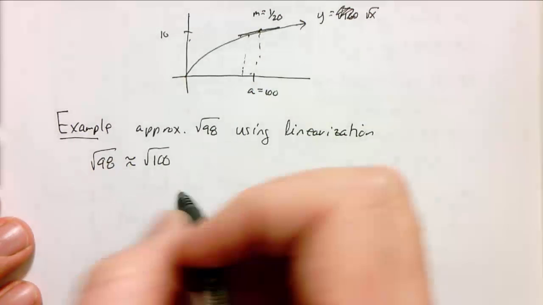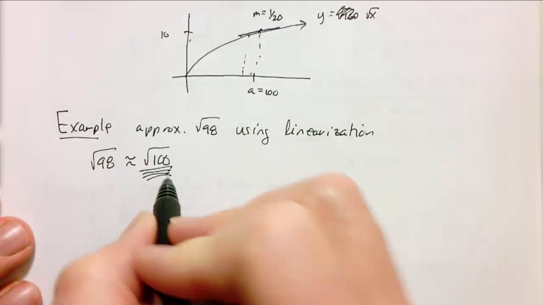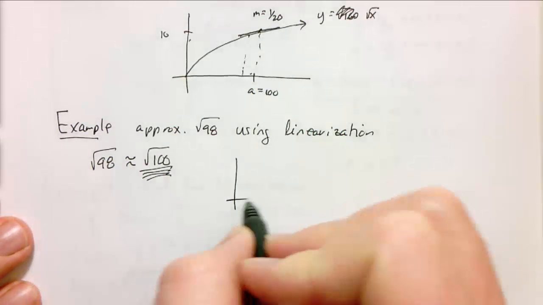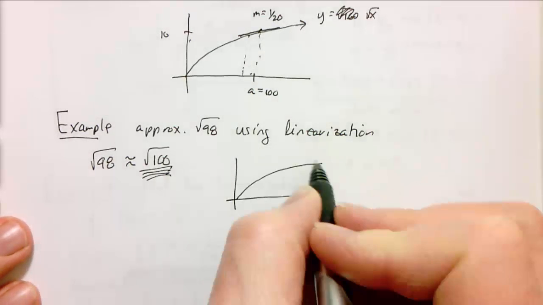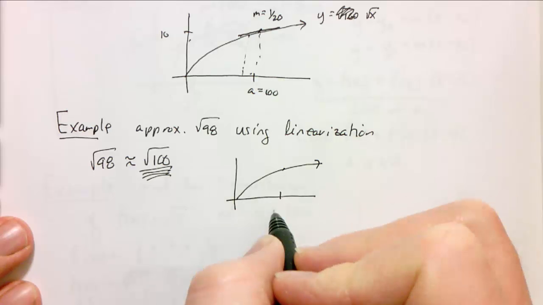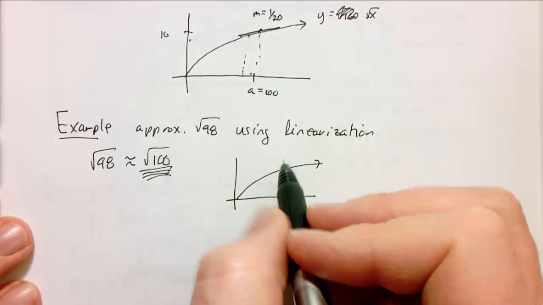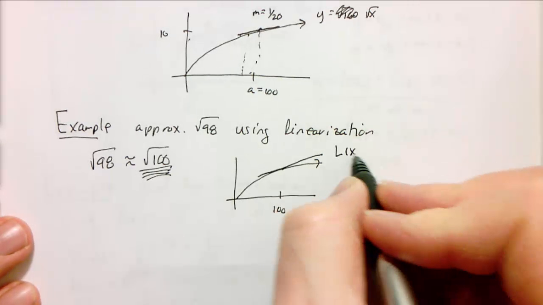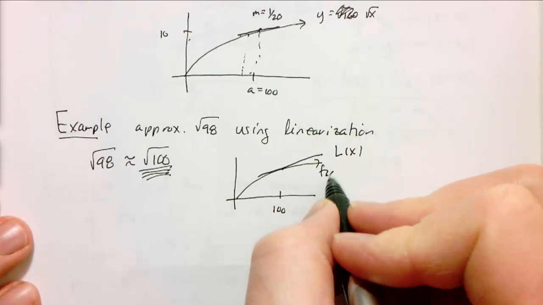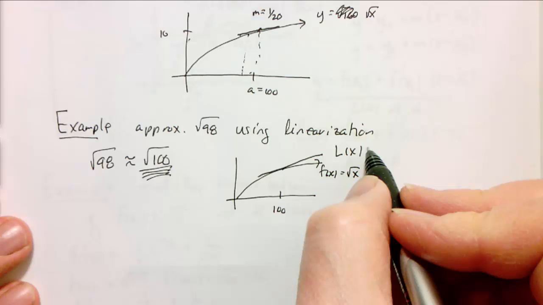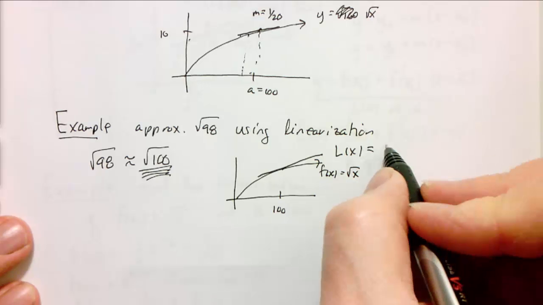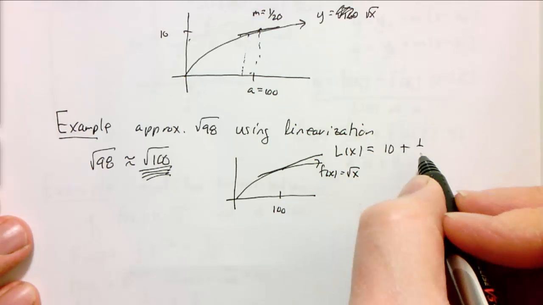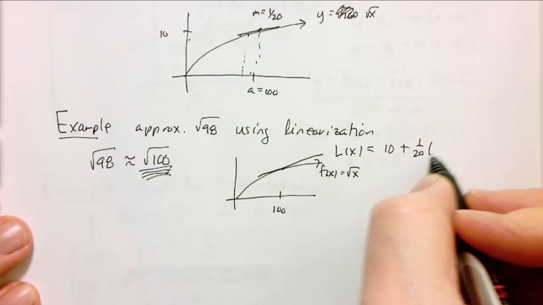Well, since we know everything about what happens at 100, we can linearize. So I'm going to take my square root function, and I'm going to replace it, as we did above, by the linearization equation. So here's the square root equation. And the linearization equation we've seen is 10 plus 1/20th times x minus 100.